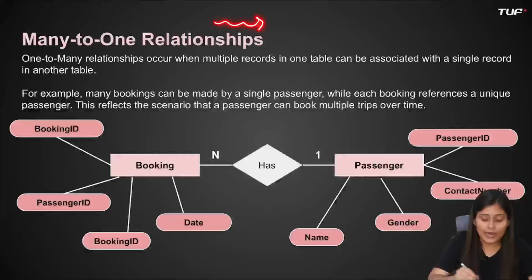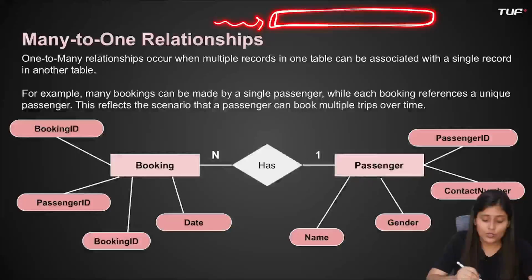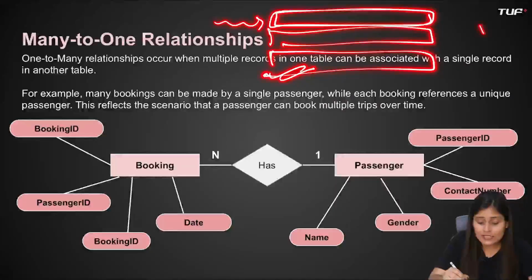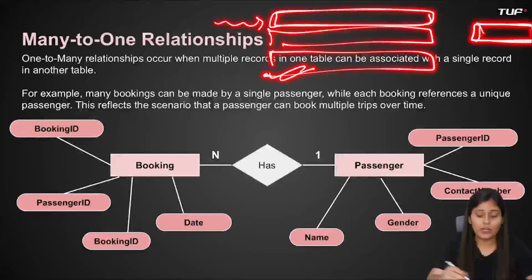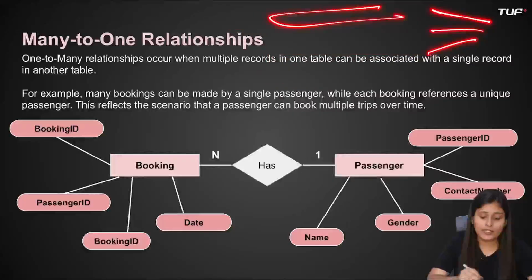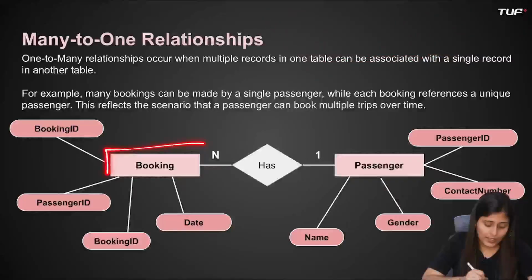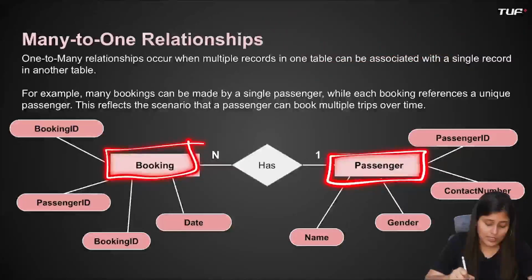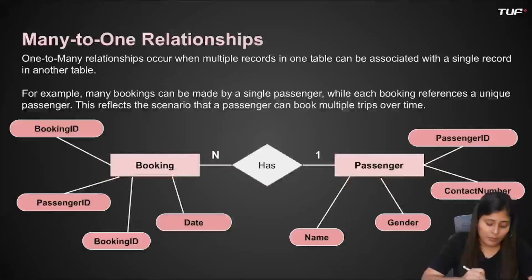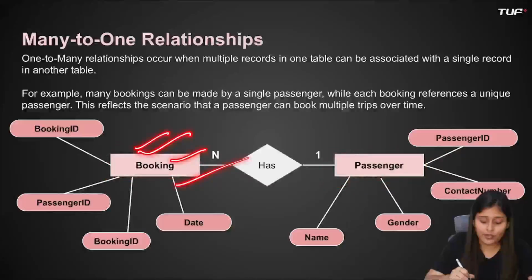A record is nothing but the entry, so basically one row. From one table there can be multiple records associated with a single row of another table, and this shows the many to one relationship. For example, here is your booking table entity and here is a passenger entity. We know that multiple bookings can be done by one passenger.